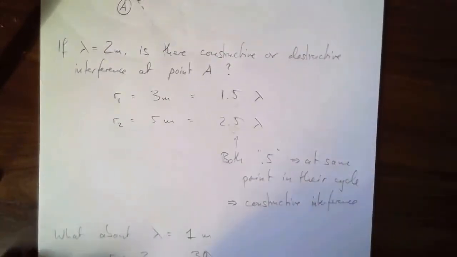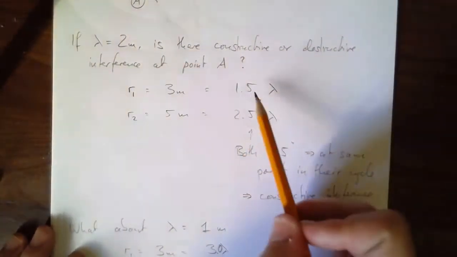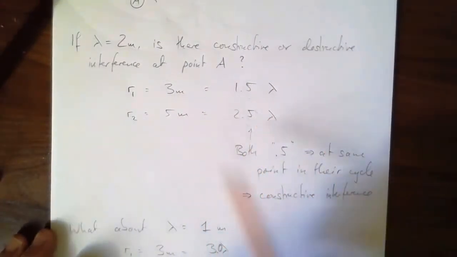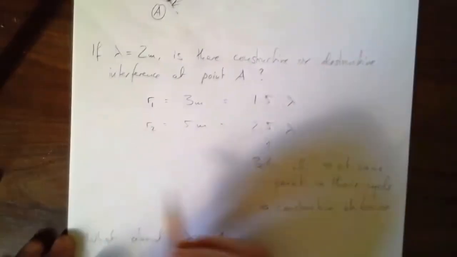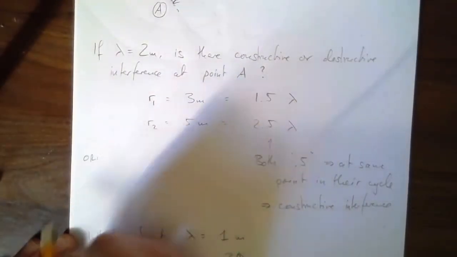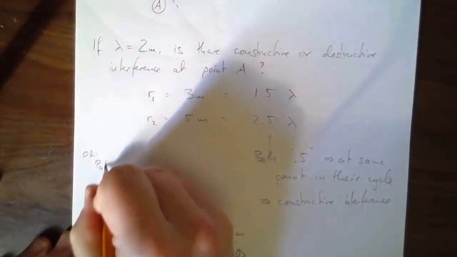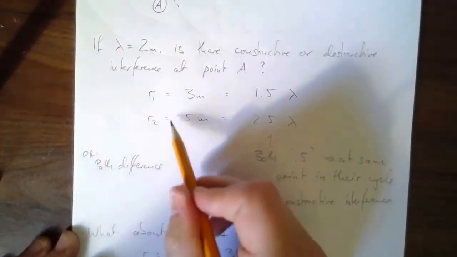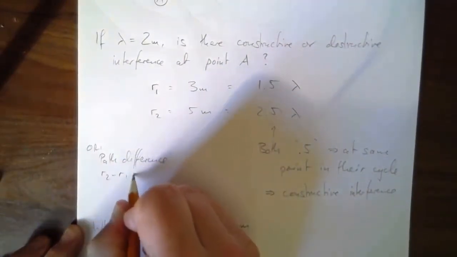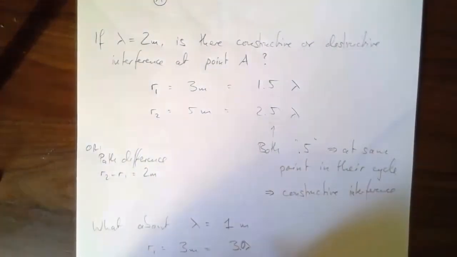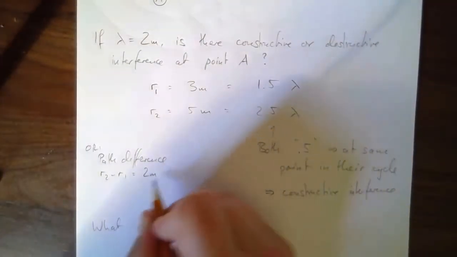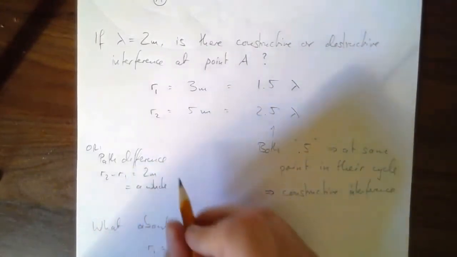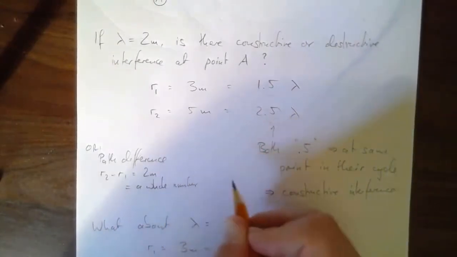I should tell you a second way of doing this. Alternatively, instead of just looking at how many wave cycles it is for each one and comparing those, I could just look at the difference in path. So another way to calculate this is the path difference, R2 minus R1, which is 2 meters, which is a whole number of wavelengths, exactly 1 in this case.